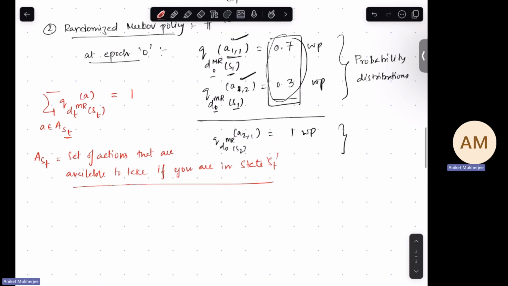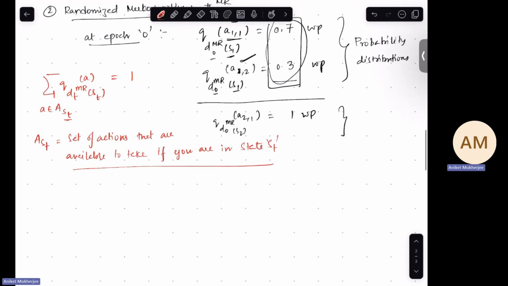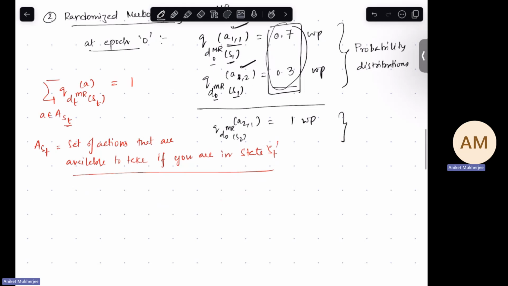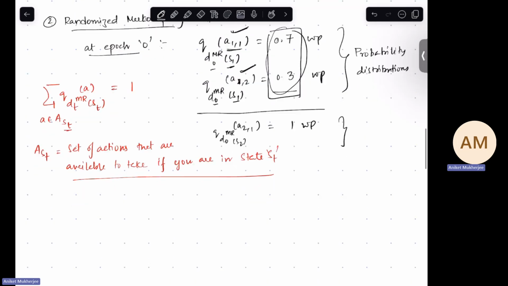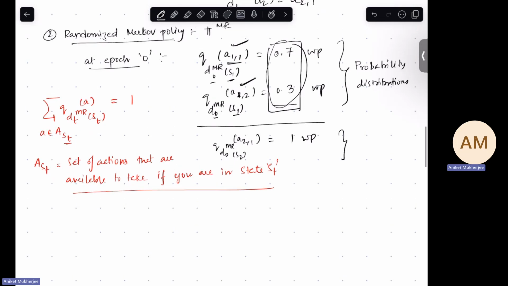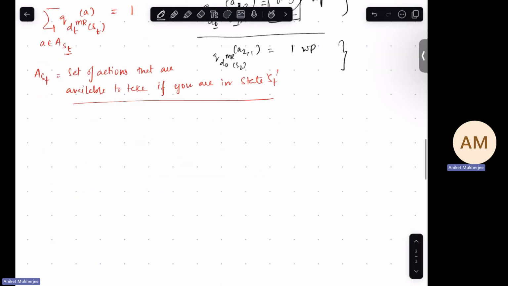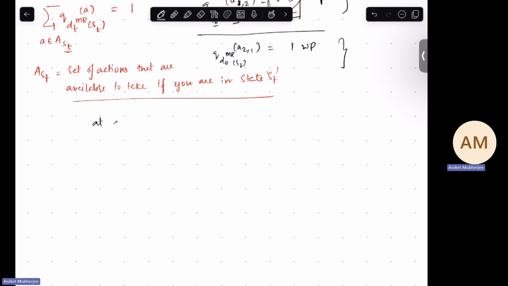So we still have to define it at epoch one. Yeah, it could be anything. It could be the same thing. If it is the same thing at each and every time instant, then it is known as a stationary Markov policy. But since we are not doing a stationary randomized Markov policy, we're doing just a randomized Markov policy, I'll write at epoch one.